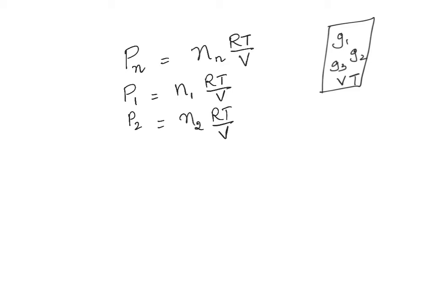Now, all these partial pressures, P total is equal to the addition of all these partial pressures, however many gases are in there. And this is Dalton's law of partial pressures.